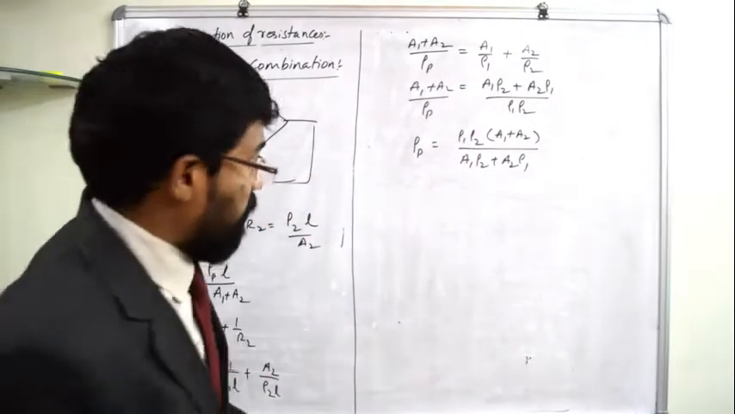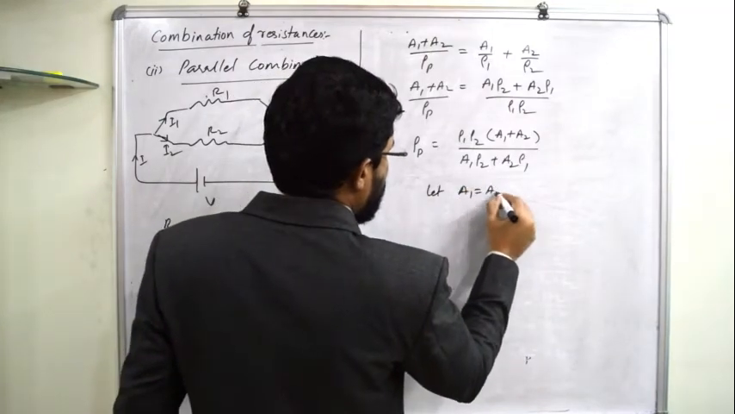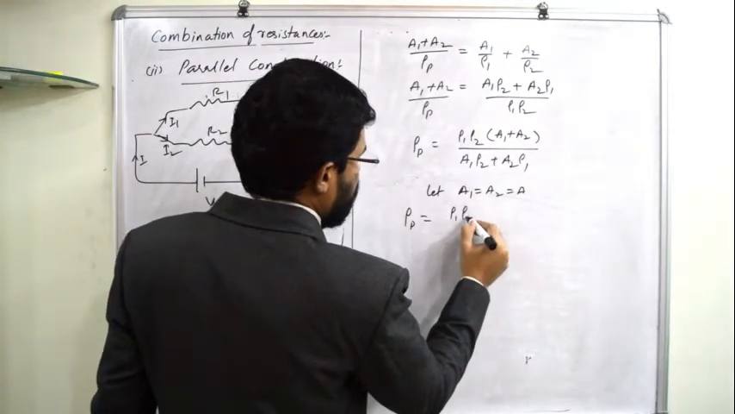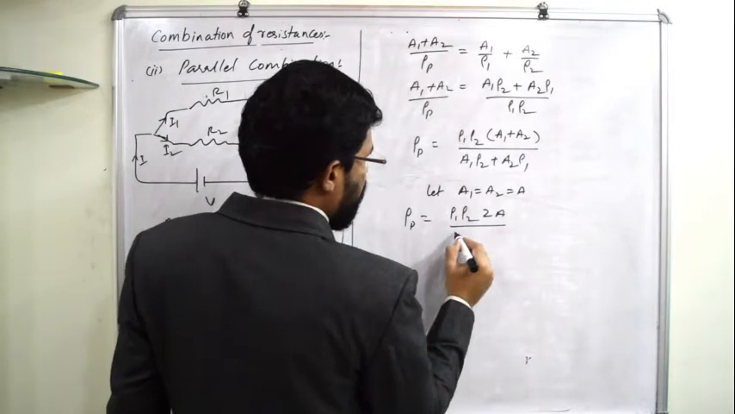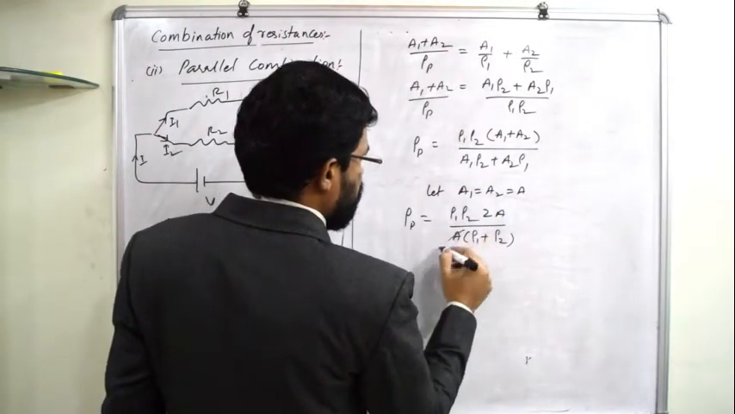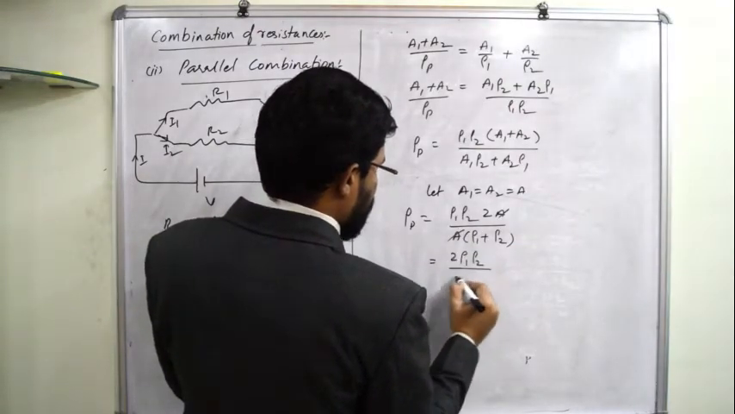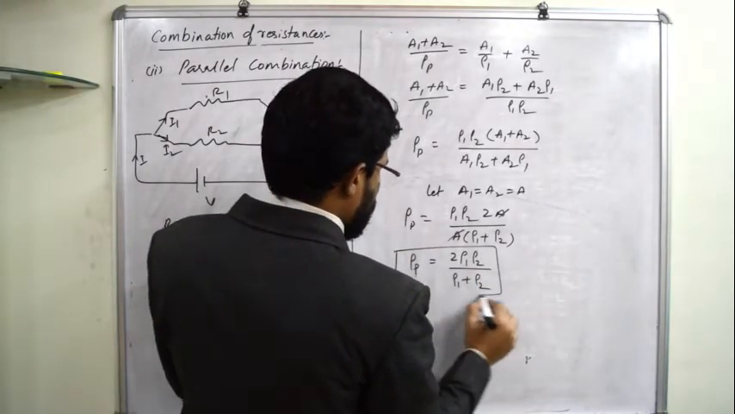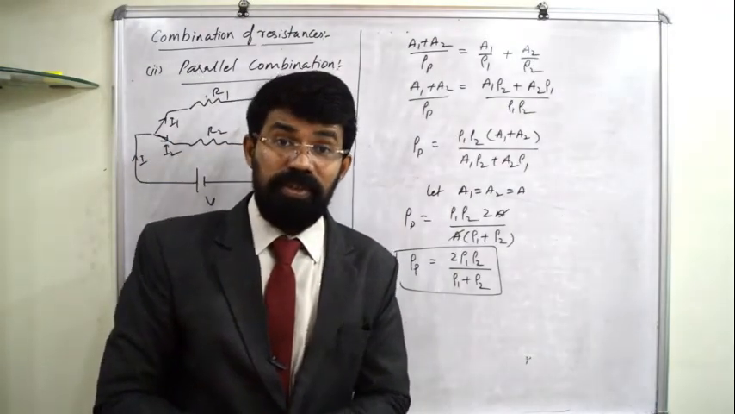What if the areas are equal? Let A1 equal A2 equal A. If this is the situation, rho P gets modified like this: A1 and A2 are both the same. You can write it as 2A by A, which can be taken out common, you will have rho 1 plus rho 2. A gets cancelled. So finally, we have 2 rho 1 rho 2 by (rho 1 plus rho 2), which is nothing but the effective resistivity of the parallel combination when both the cross sections of the wires are the same.